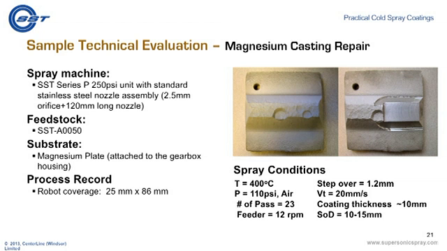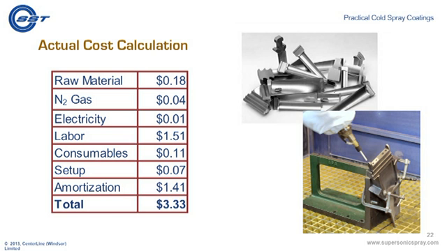So, if you're considering cold spraying your component, let's go through an actual cost calculation. Customer approached us, wanted to look at a different repair process for his turbine blade roots. The material here is SST A050 aluminum powder. We made some assumptions on how many parts per shift the customer could accomplish using SST cold spray equipment. Here's what we determined. Raw material cost of 18 cents. The propellant gas here is nitrogen, approximately 4 cents. Electricity, 1 cent. Labor, we made some assumptions again on how many parts per hour and the hourly wage, calculated to about $1.51 per part. Consumables, 11 cents per part. Setup, we used 500 parts per setup, winding up with 7 cents per part. Amortization at $1.41 per part for a total cost of $3.33 to cold spray repair this part.